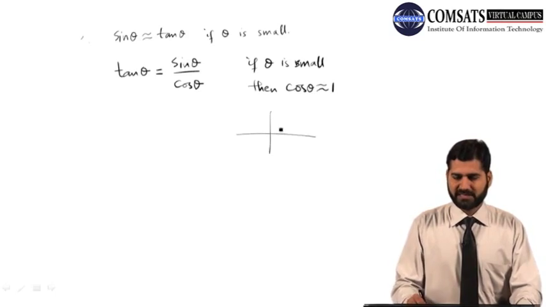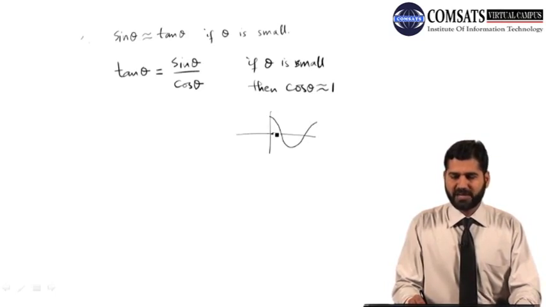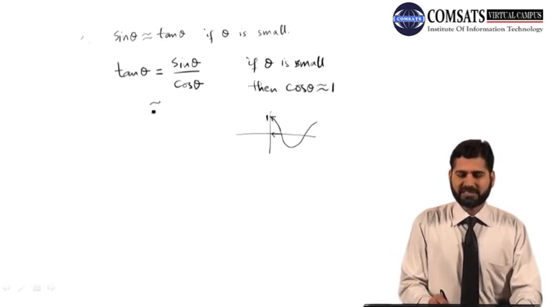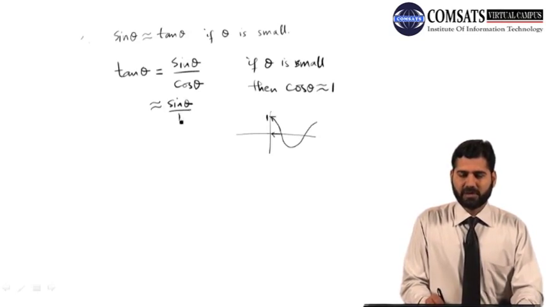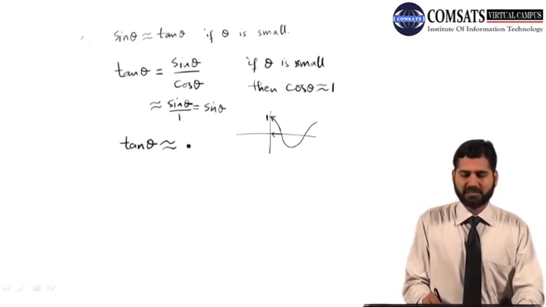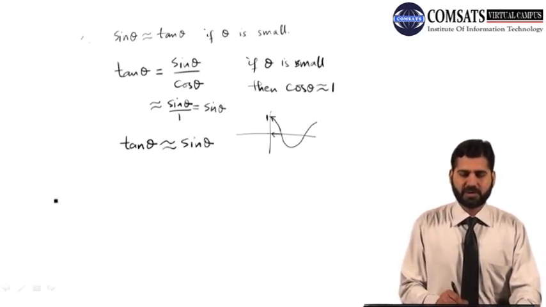See, cosine theta is this. Cosine starts from 1, it goes to 0 like this, right? So if this theta is very, very close to 0, your cosine theta will be very, very close to this 1. All right? So it means this thing is approximately equal to sine theta divided by 1, right, which is sine theta. So that's why we took the approximation that for small theta, this is approximately equal to sine theta. All right, so this was our first approximation.